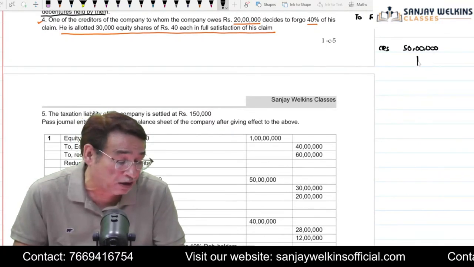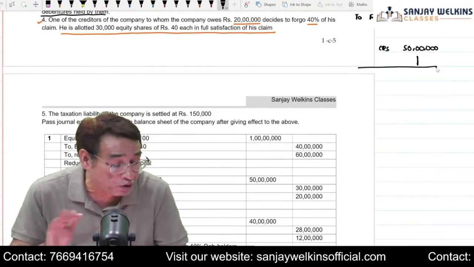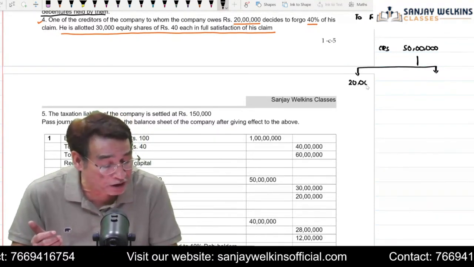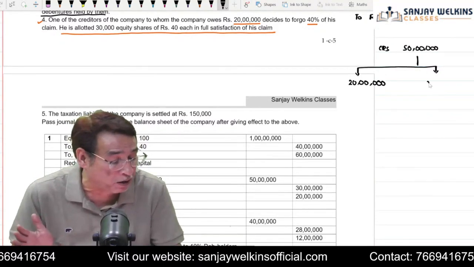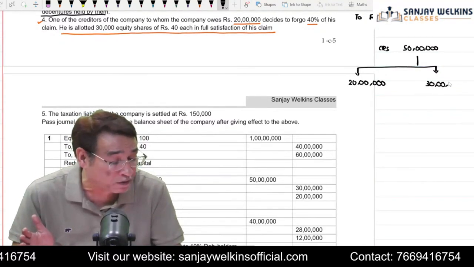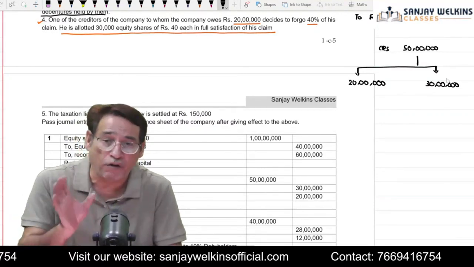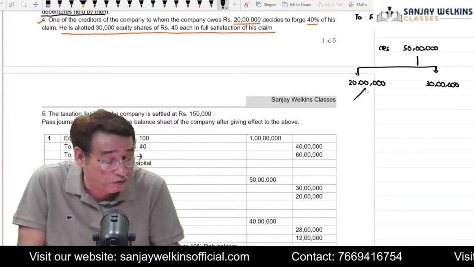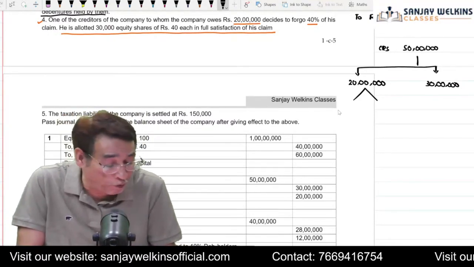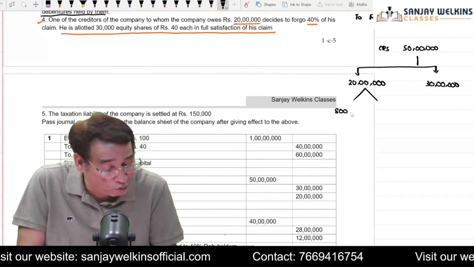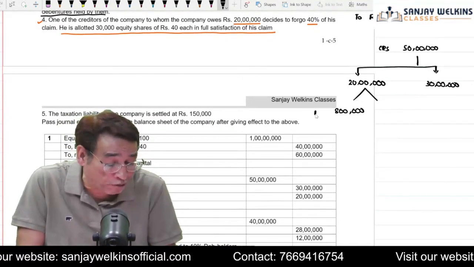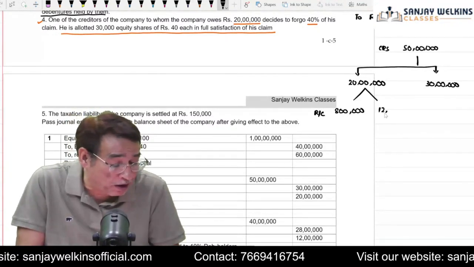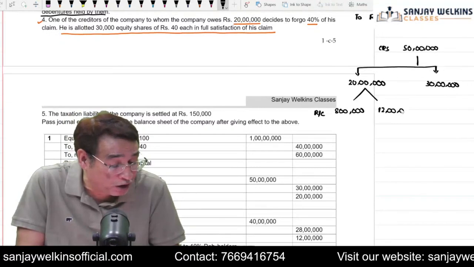Out of 50 lakh, there is one creditor. Suppose I pull out this creditor, who is worth rupees 20 lakh. So indirectly, it means remaining creditors are worth rupees 30 lakh, isn't it? Now, this creditor decides to forego 40% of his claim. Forego means he is willing to waive 8 lakh worth of amount. This amount will be taken to the reconstruction account. Now, for the remaining amount, he will be issued equity share capital.